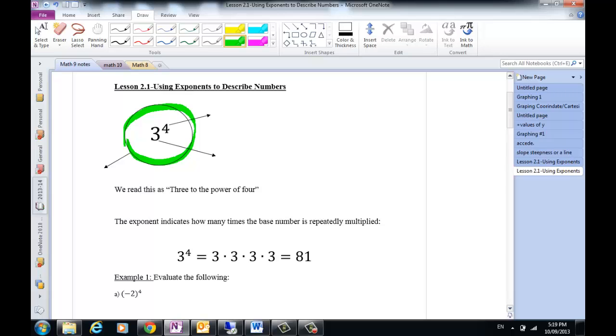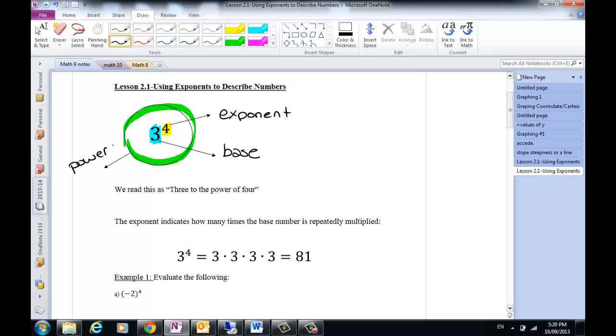And each component of that actually has a name. So the 4 we refer to as the exponent. The 3 is referred to as our base, and the whole thing is called a power. So 3 to the power of 4, the power is 3 to the power of 4, the exponent is 4, and the base is 3.